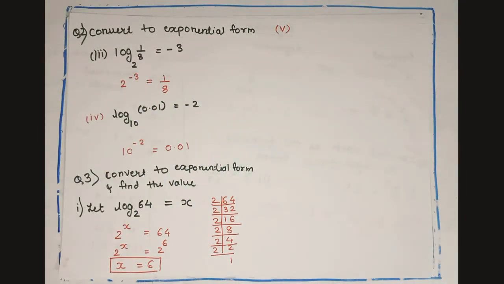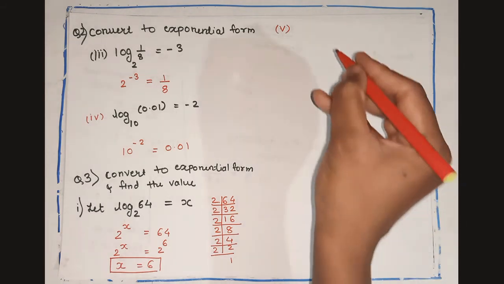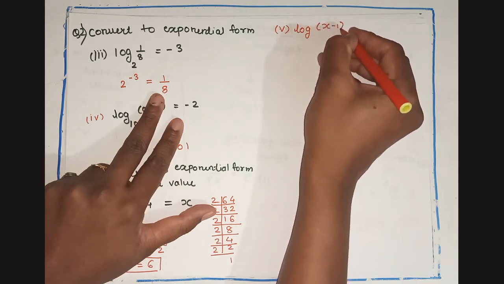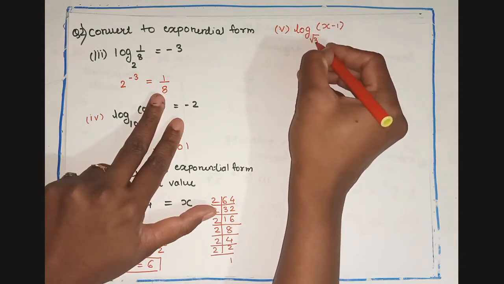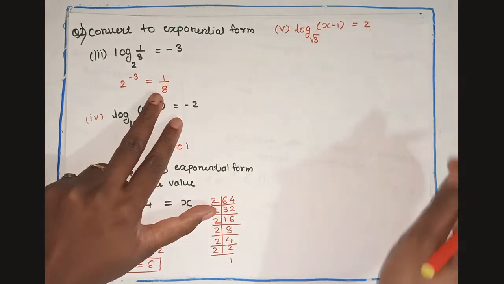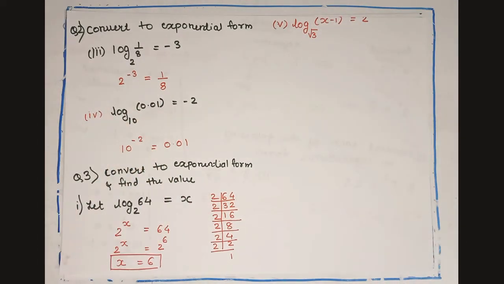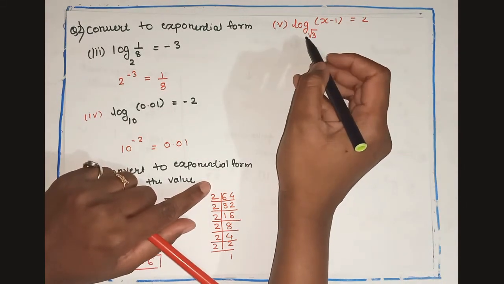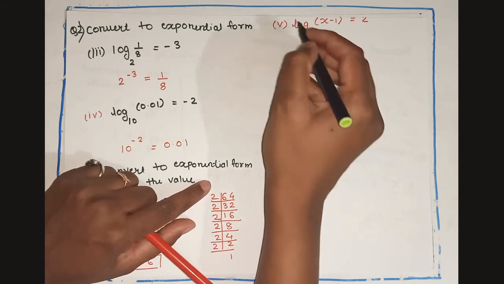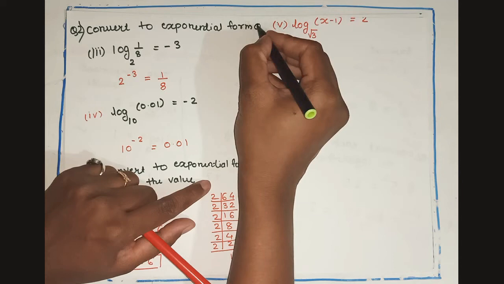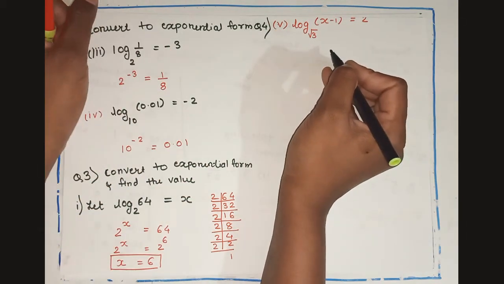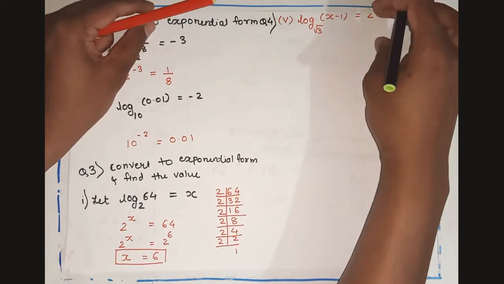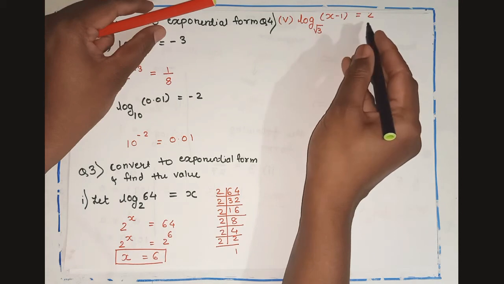In the fifth problem, what is given: log of x minus 1 to the base root 3 equals 2. Okay, now let's do it. Here what you will do, same way, this is question number 4, fifth one. Okay, you have to find out the value of this x. Okay, here it is given already. Now very first you convert it into exponential form.